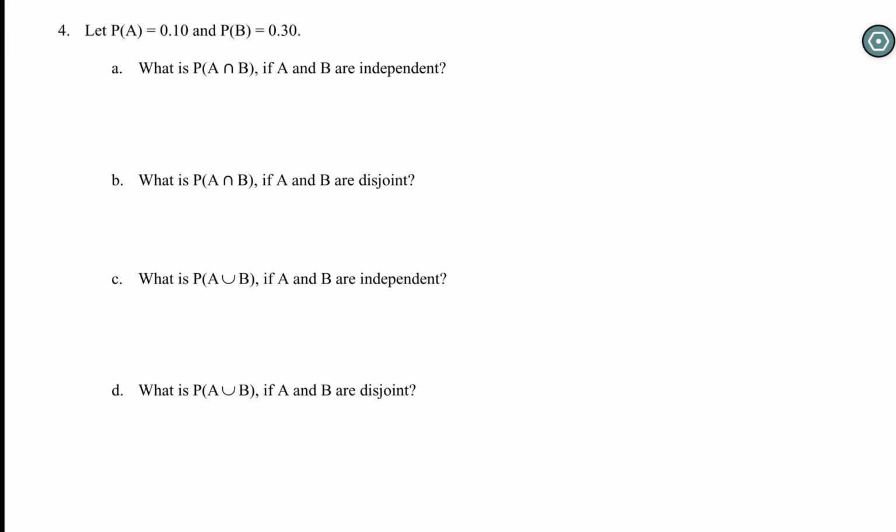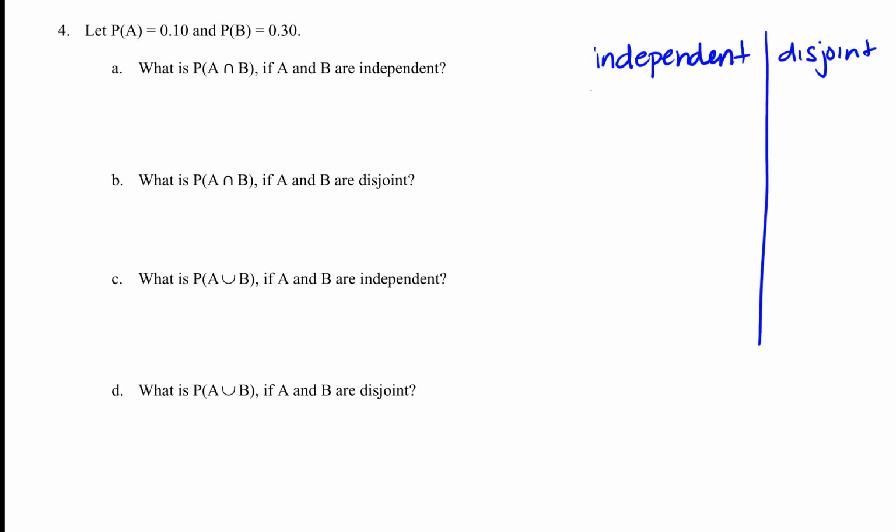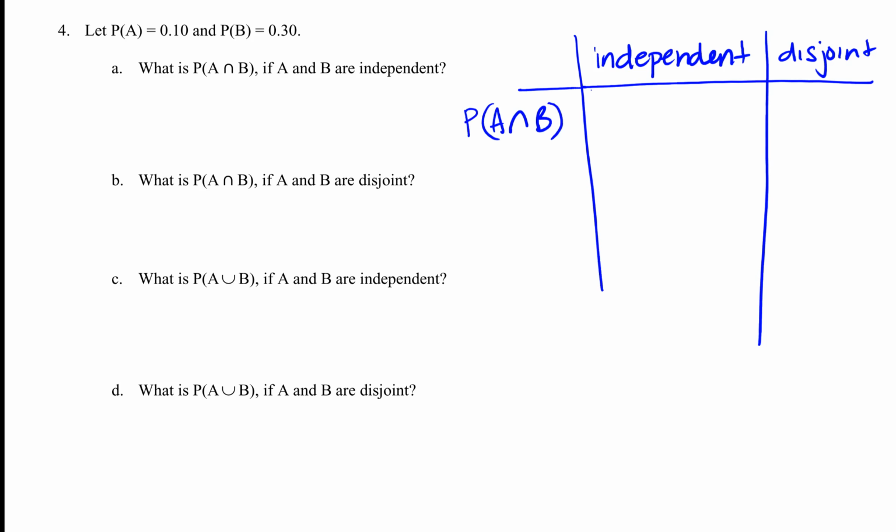So what I like to think of, I'm going to make a little table here. We have these two special cases when we're talking about probabilities, or two events. They could be independent or they could be disjoint. They cannot ever be both of those things. They're either one or the other. So with both of those things, we have special formulas, and they can either help us out with finding A and B or finding A or B. So one of these two.